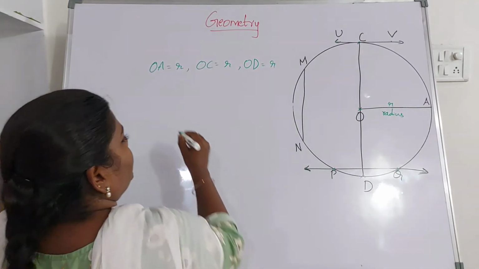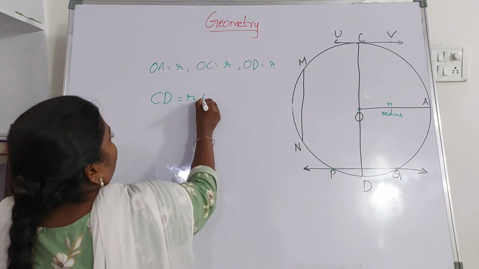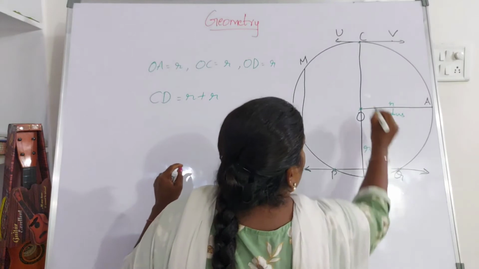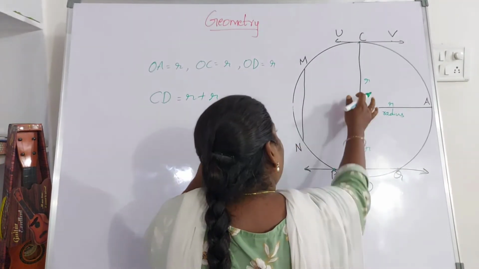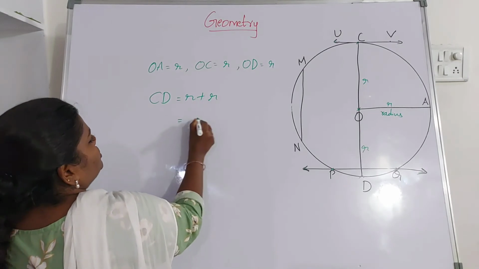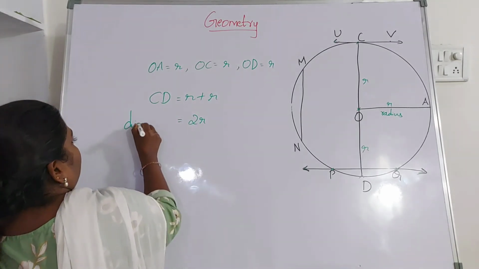Now I can write it as CD is equal to R plus R. That is, when I add two radius, now this is radius, this is radius, when I add two R's, I'll get the diameter. So R plus R is 2R. Now CD is diameter.